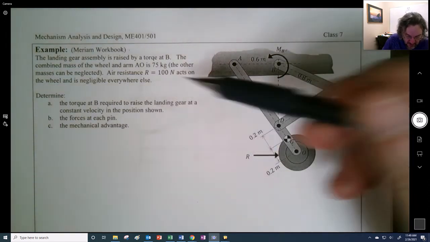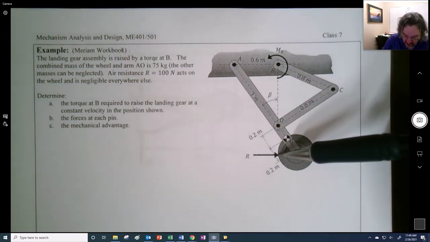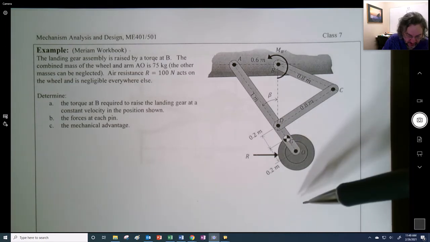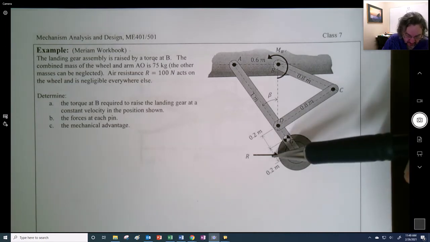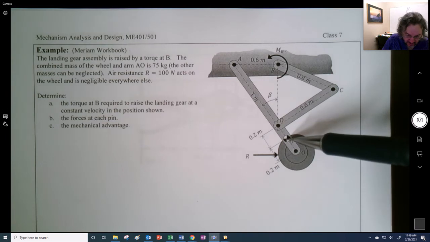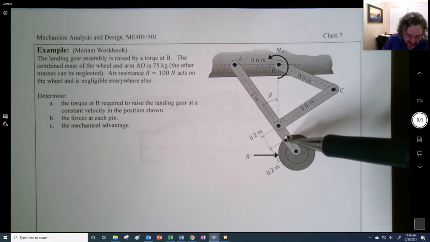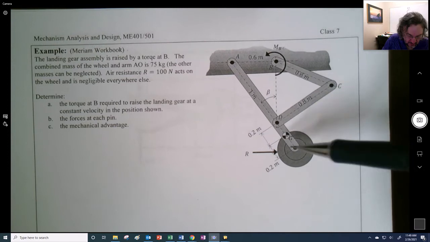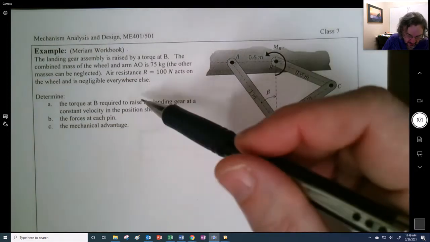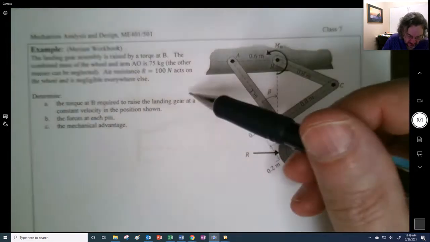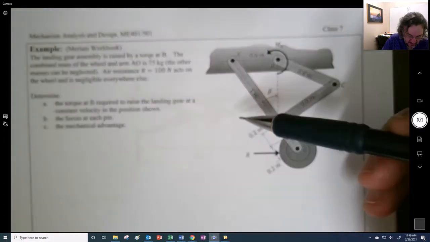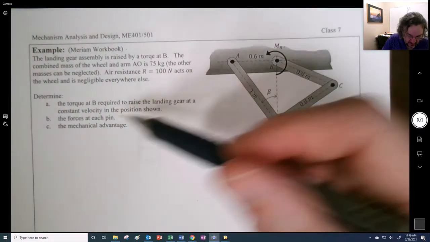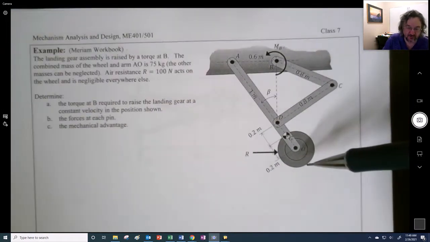There's this air resistance that's acting right here on this wheel as it's coming down. That's got 100 newtons right there. We also want to include maybe the mass, which the mass center we're told is right here, and all the other masses are neglected. So we want to find the torque right here that's required to raise the gear at a constant velocity to the position shown, the forces on each of the pins, and the mechanical advantage.